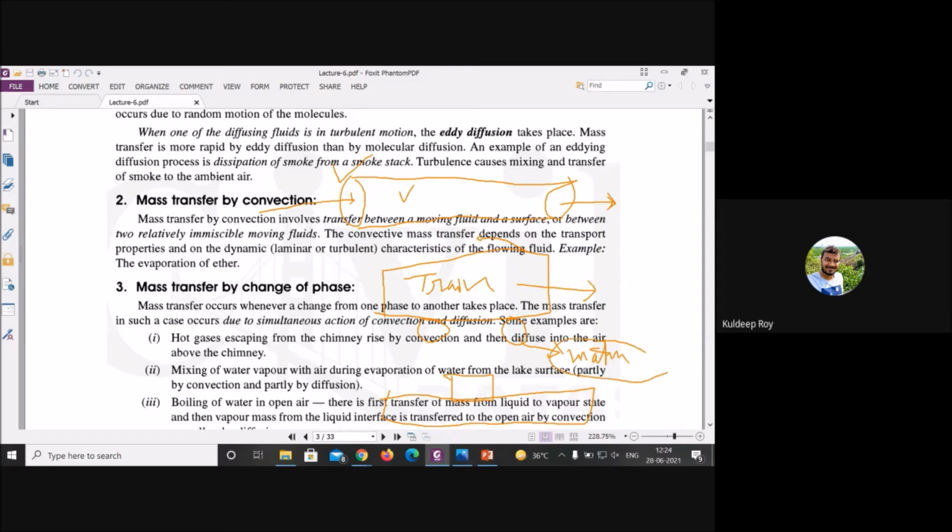And why the diffusion? I am talking about the microscopic level, so definitely a little bit of diffusion will be there. We are not comparing which one is higher or lower, but if you are talking about the very molecular scale level, then definitely there will be diffusion, and due to the motion of the fluid, there will be convection.